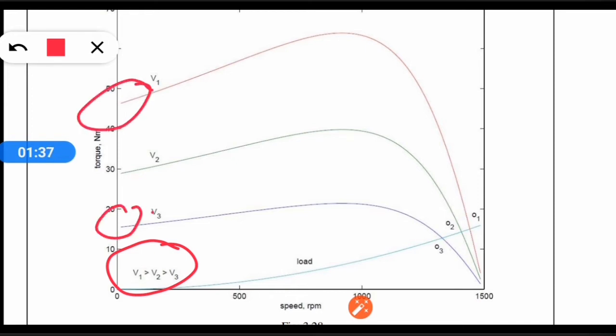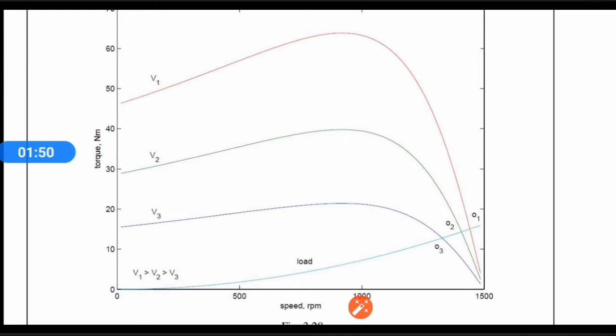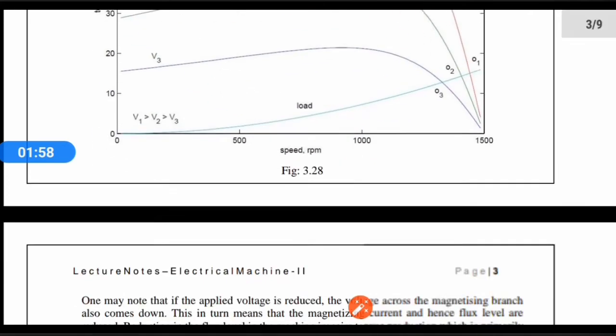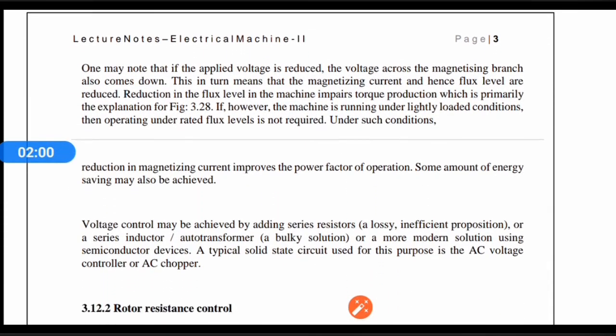As we can see from here, voltage V3 is having low speed torque characteristic in comparison to that at voltage V1. So by reducing the supply voltage, the torque speed characteristic changes, and consequently we can get low torque at low value of supply voltage. So this is one of the methods.